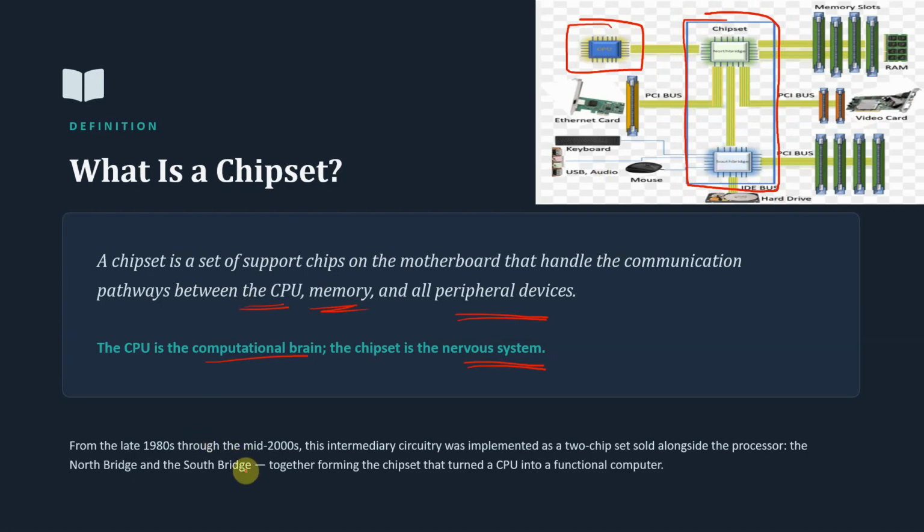From the late 1980s through the mid 2000s, the intermediate circuitry was implemented as two chips which were sold alongside the processor. You can see the upper one is known as the north bridge and the lower one is known as the south bridge. This north bridge and south bridge together form the chipset that turned a CPU into a functional computer. So this is nothing but my chipset.